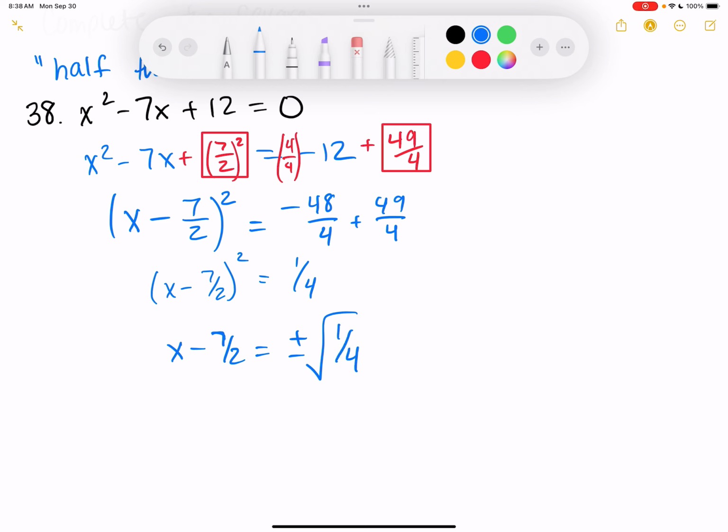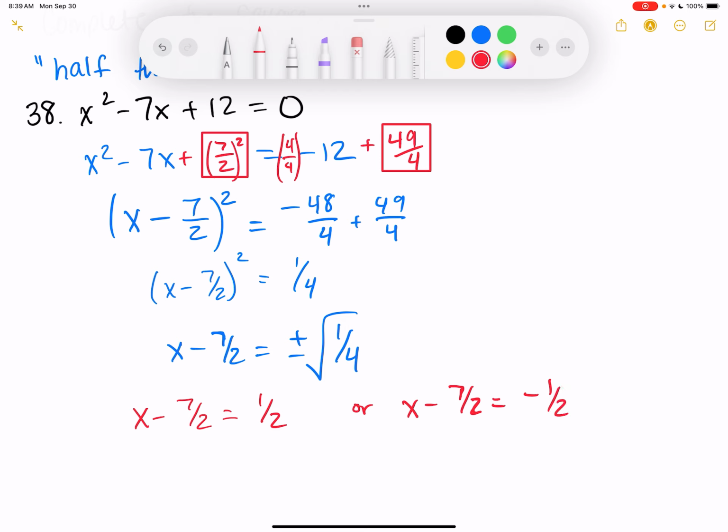And what is the square root of 1/4? 1/16. Square root, not squared. Opposite direction. 1/2. So what's going to end up happening is I'm going to have x minus 7/2 equals 1/2, or x minus 7/2 equals negative 1/2. And so then just move stuff over.